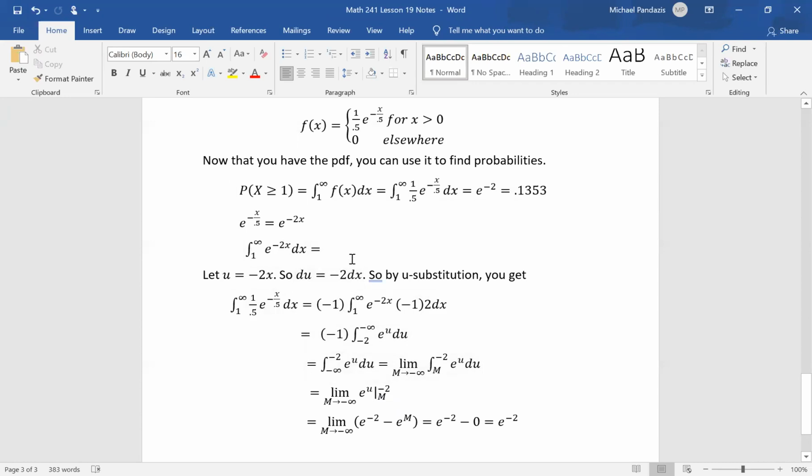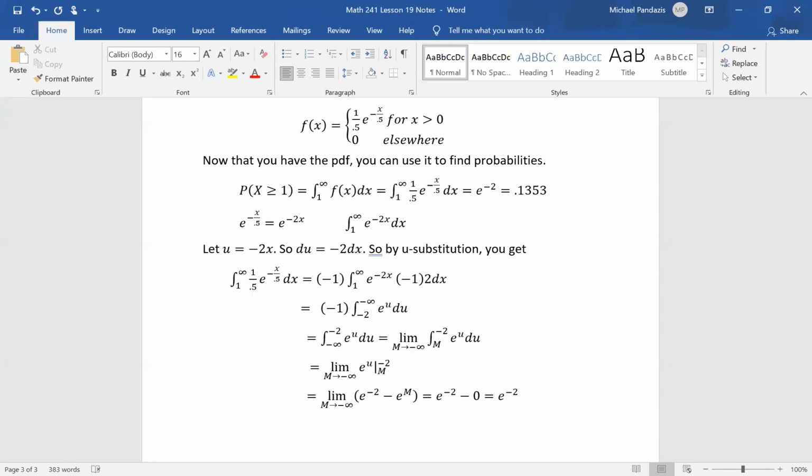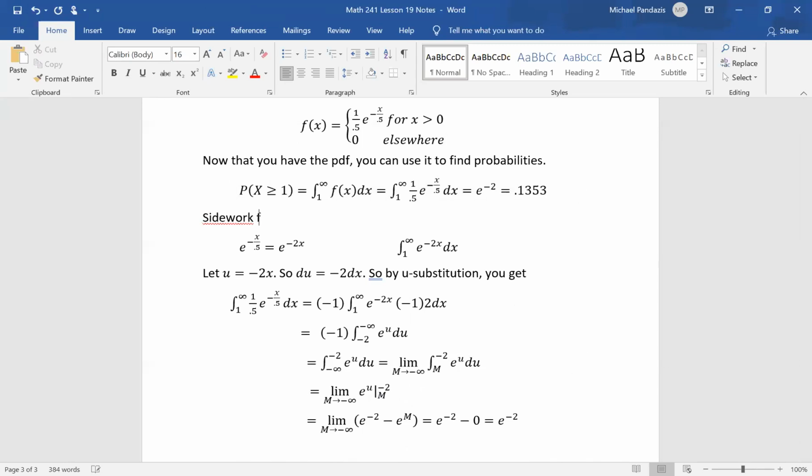And so I did the calculations below. Okay, and so here's the side work for the problem. And that's it. This explains how I get that equal sign over there.